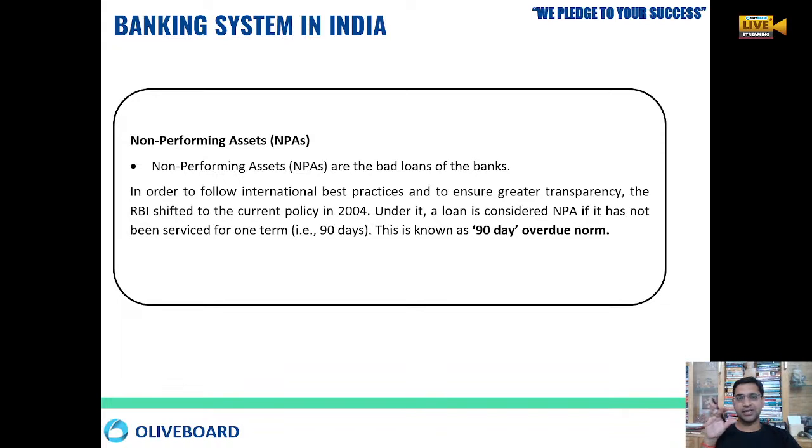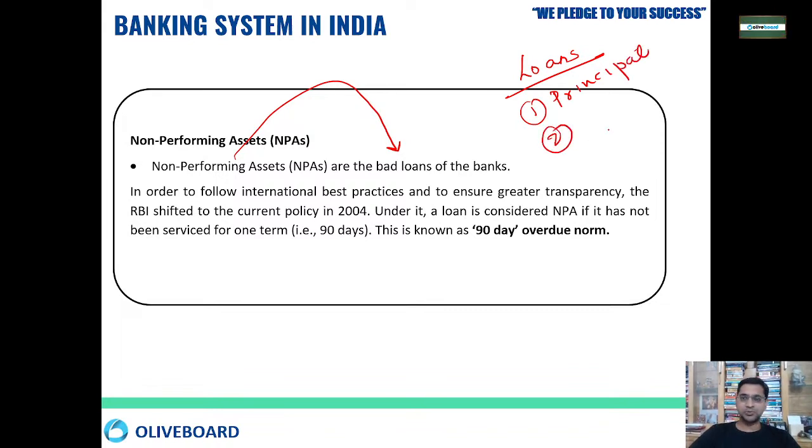Now, one of the most important things which the banking sector is riddled with is non-performing assets. Non-performing assets are bad loans. Bad loans means a loan has been given, and under that loan, you have not received the principal, or you have not received the interest amount. If you have not received any of these, you can put that under non-performing assets after 90 days overdue. So a loan will be considered an NPA if it has not been serviced for 90 days.